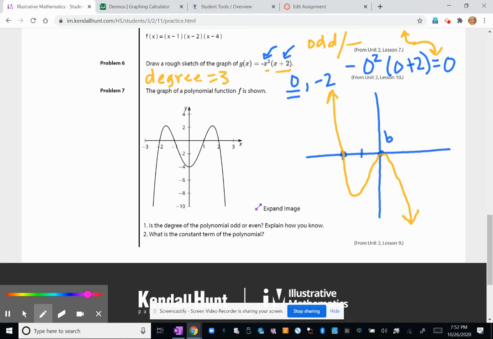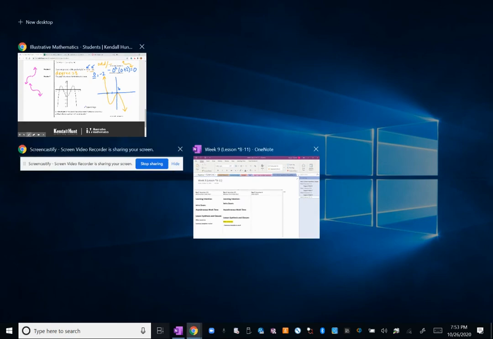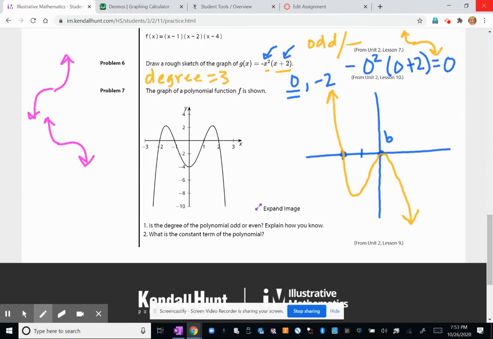So remembering back, odd polynomials have opposite behavior at each end. So they either go this way or they go this way. That's odd. Even polynomials have the same end behavior on each side. So it's either both ends are heading up or both ends are heading down. So I see they're both heading down, which means this is even.